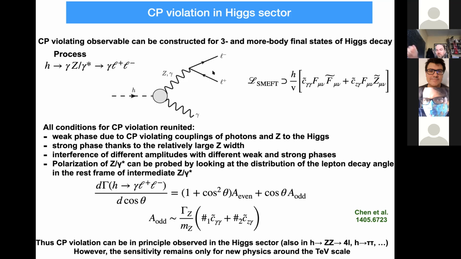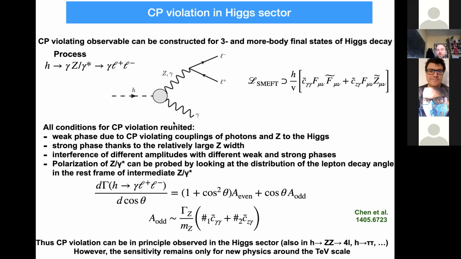It's not a question of the conversion of a photon in the tracker, but you can really look, for example, at where the muons went and what this decay angle is. And if you measure the decay angle in the rest frame of the Z, then this decay angle actually tells you what is the polarization of this intermediate particle.